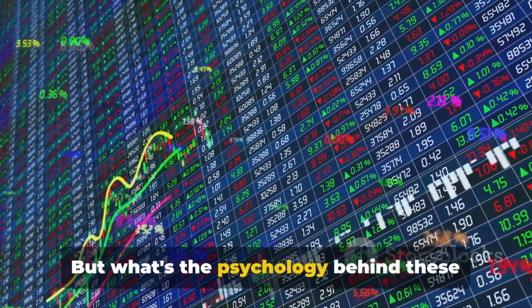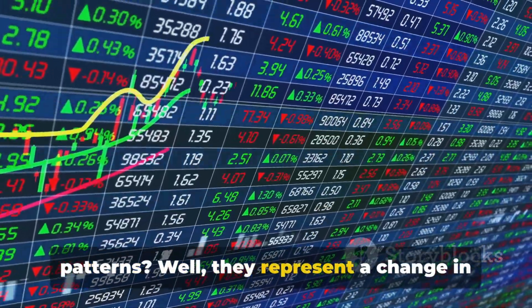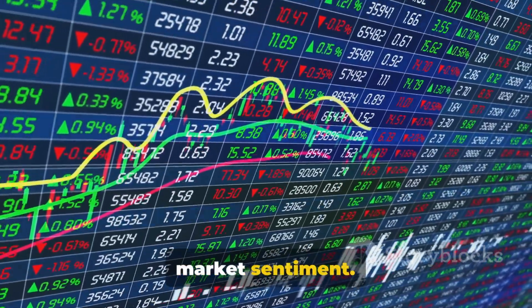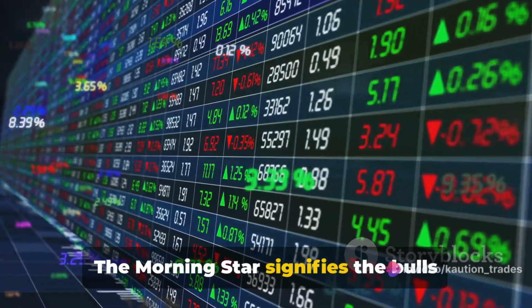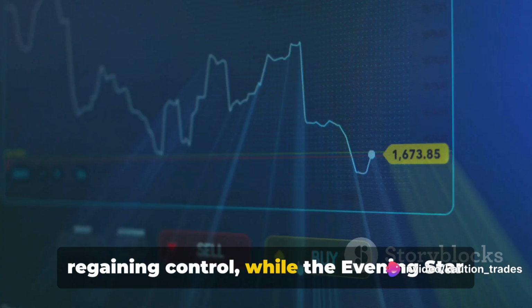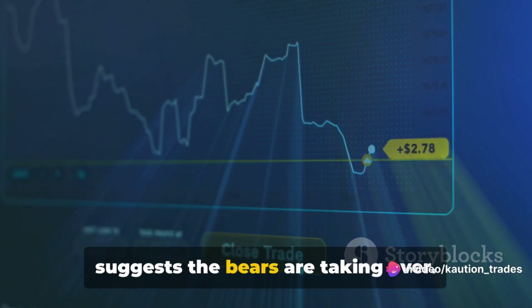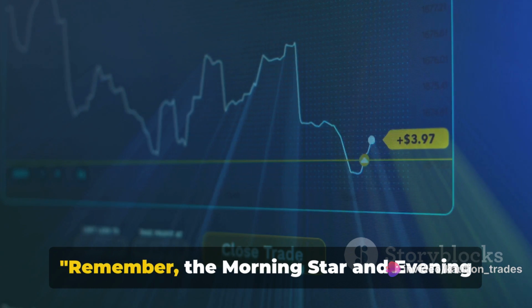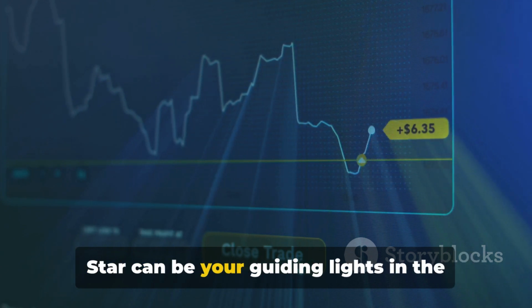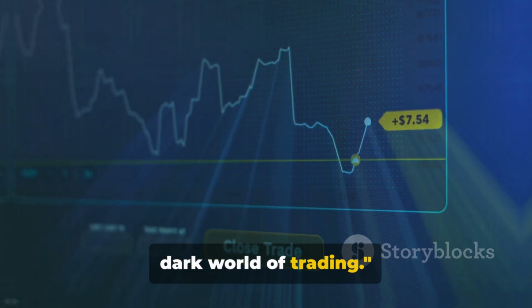But what's the psychology behind these patterns? Well, they represent a change in market sentiment. The morning star signifies the bulls regaining control, while the evening star suggests the bears are taking over. Remember, the morning star and evening star can be your guiding lights in the dark world of trading.